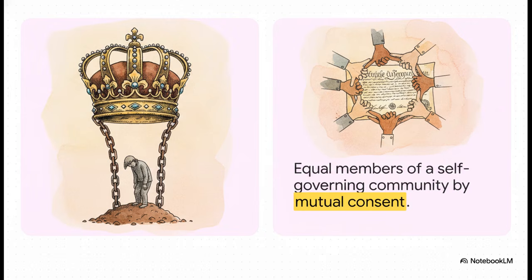But on the other side is the American citizen model. This was built as a conscious rejection of that English system. Citizenship in this model is viewed as a covenant. You're equal members of a self-governing community united by mutual consent and reciprocal obligations. The author argues that by granting automatic citizenship based purely on physical location at birth, the modern court is accidentally resurrecting that rejected monarchical model of the passive subject.